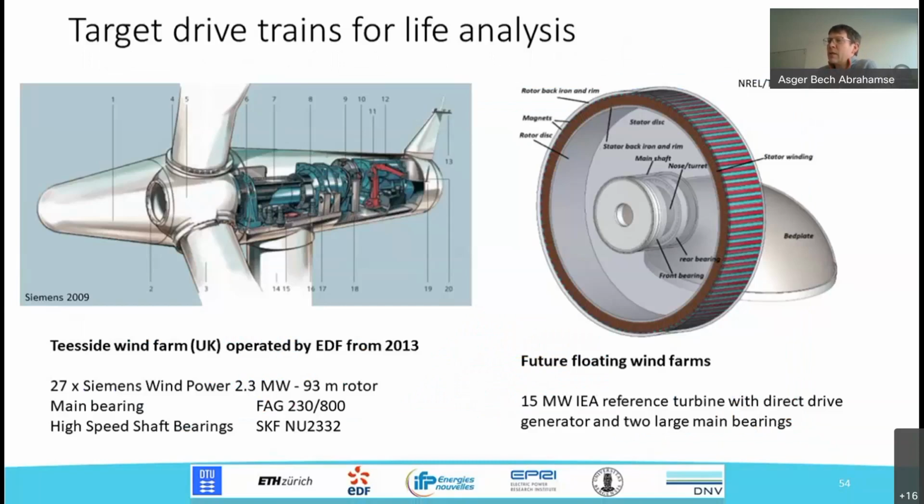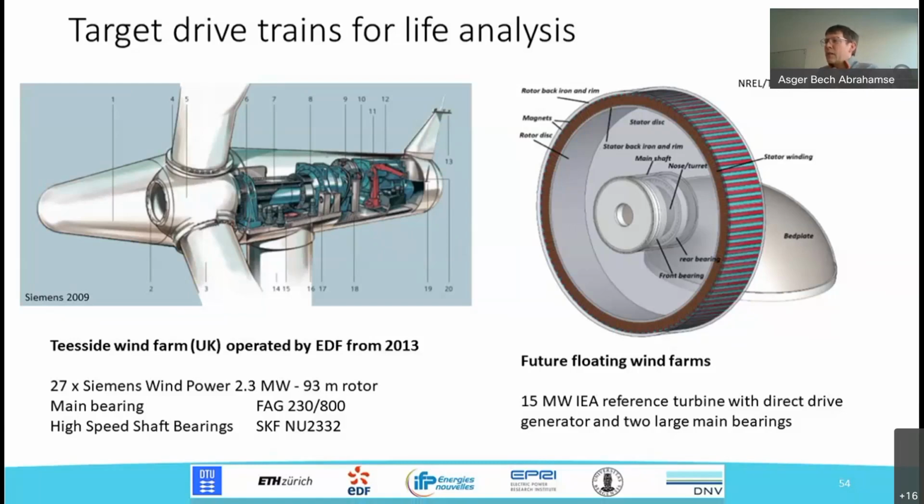One of them is the Teesside wind farm, operated in the UK by the French energy company EDF. It has been running since 2013. It consists of 27 Siemens Wind Power 2.3 megawatt machines with a 93 meter rotor. And the good thing about looking back into this relatively old farm is that we can now compare against the track record of what has actually happened in the SCADA data, as well as some of the condition monitoring data.